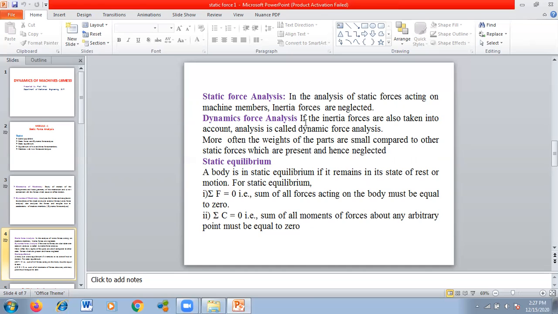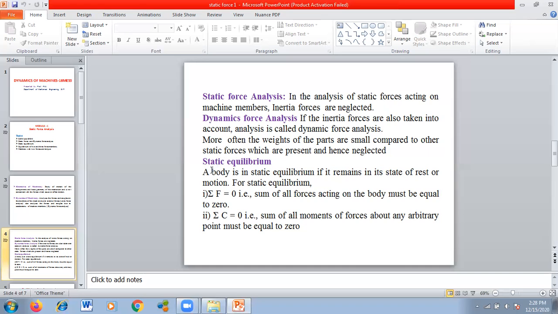What is dynamic force analysis? If the inertia forces are also taken into account while doing the analysis, that is called dynamic force analysis. So in static force analysis, we are completely neglecting the inertia forces developed due to the operation of the machine member. In dynamic force analysis, we consider the inertia forces while analyzing any machine member or a mechanism.